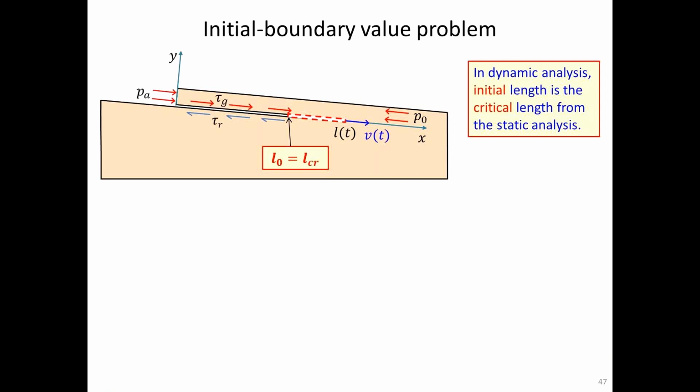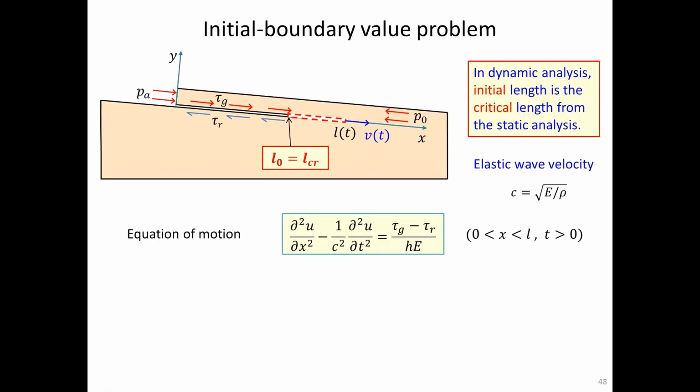Because the shear band is propagated from the critical length. So the initial condition is basically when the length is the same as the critical length, and then we can think about the equation of motion, and it turns out it is pretty close to the wave equation, but it's like a forced wave equation.